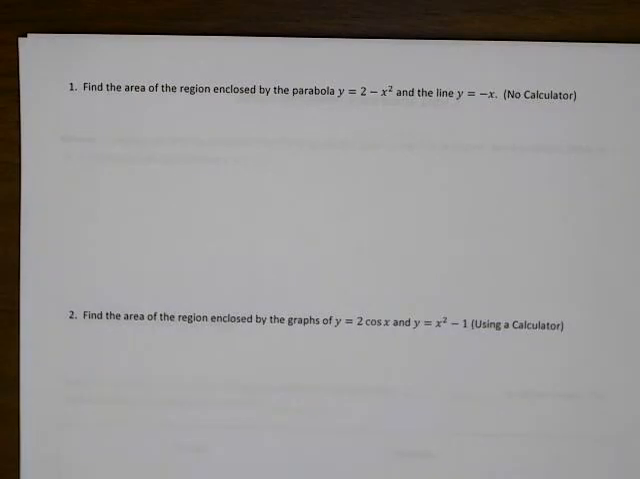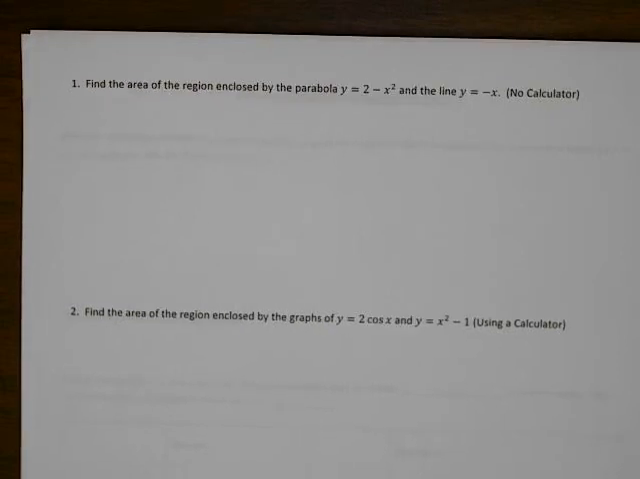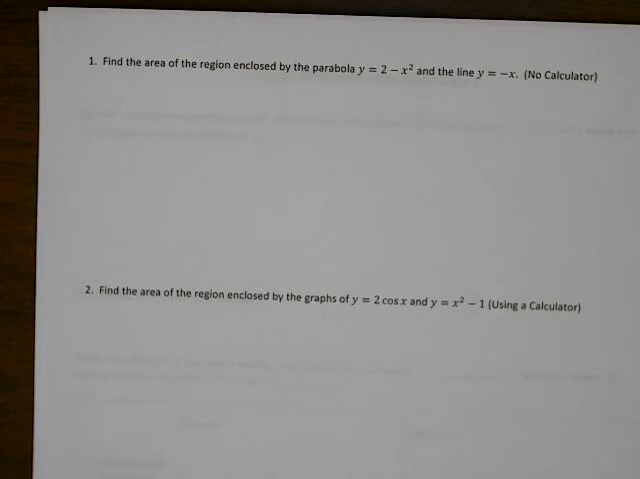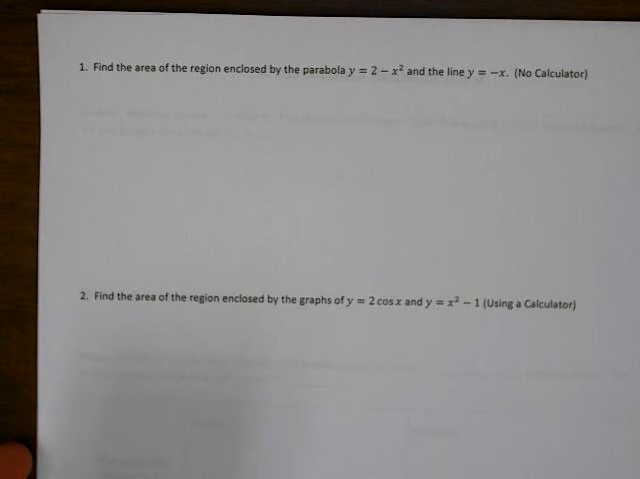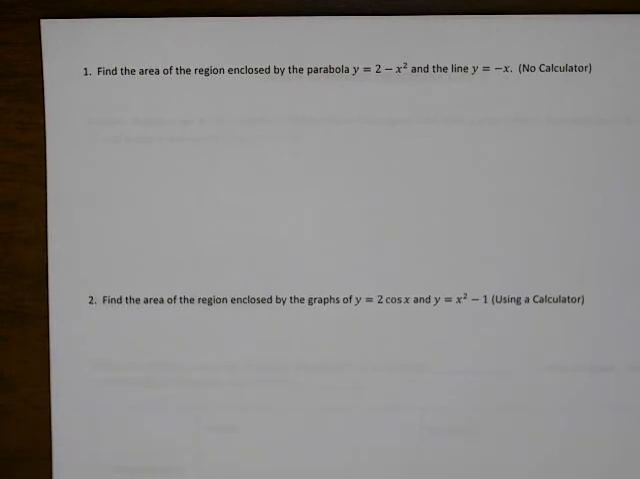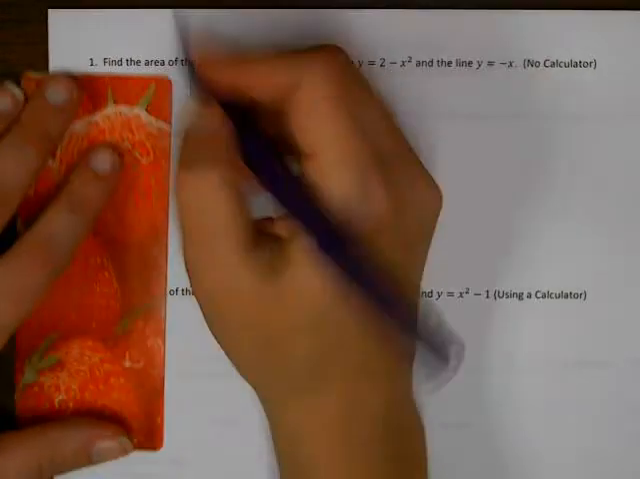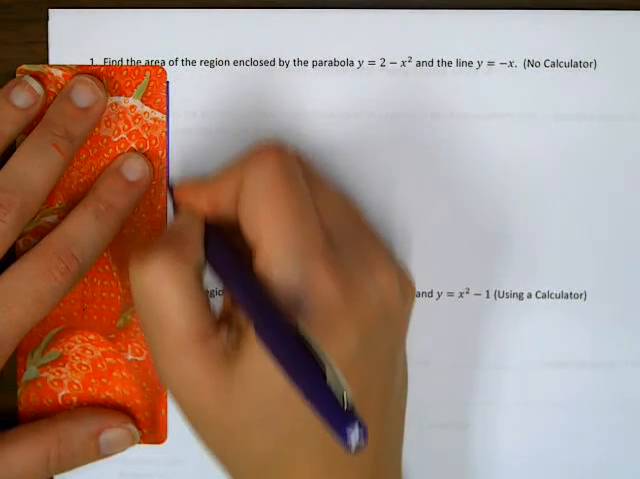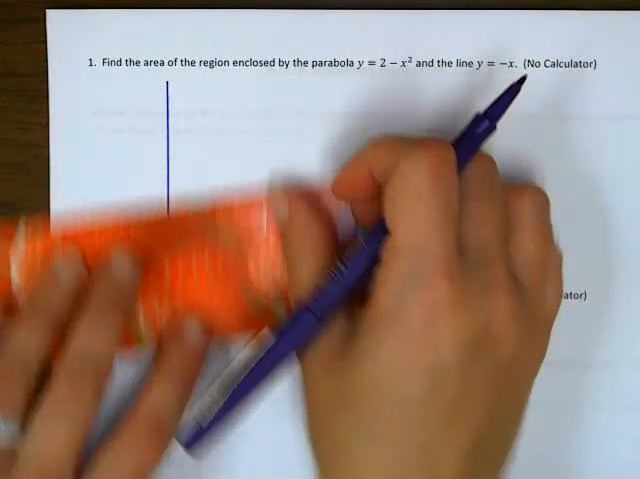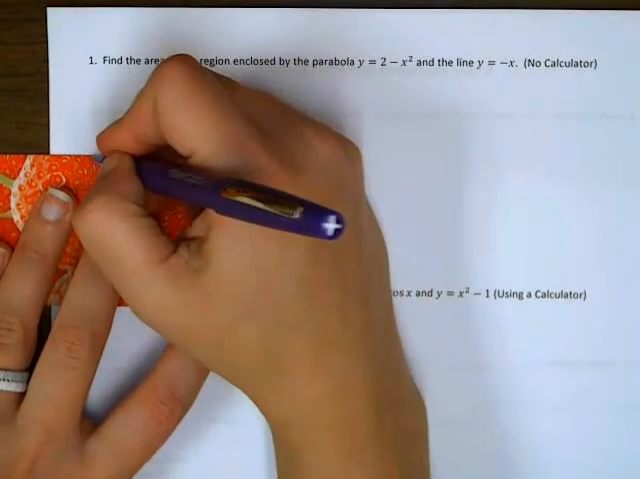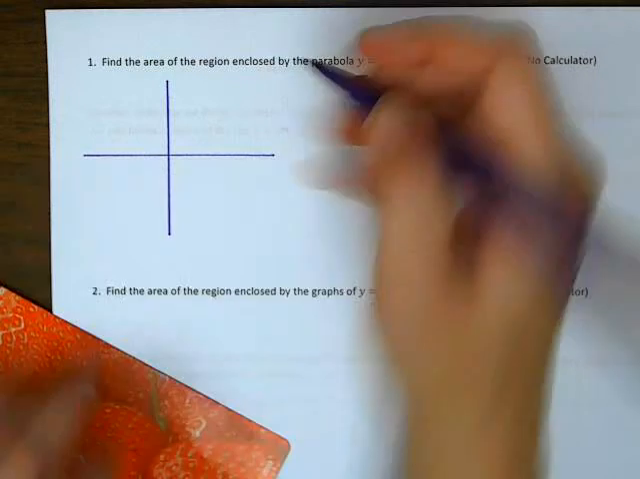Now to do that, I'm going to start always for every single one of these problems, particularly when you don't have a calculator, by drawing a really good graph. You want to make sure that you can see in the picture where the graphs intersect, what the region would be, where's the top, where's the bottom, all that good stuff. So I'm going to sketch a really good picture here. You'll notice that I'm using a straight edge to make nice straight lines for my graph.